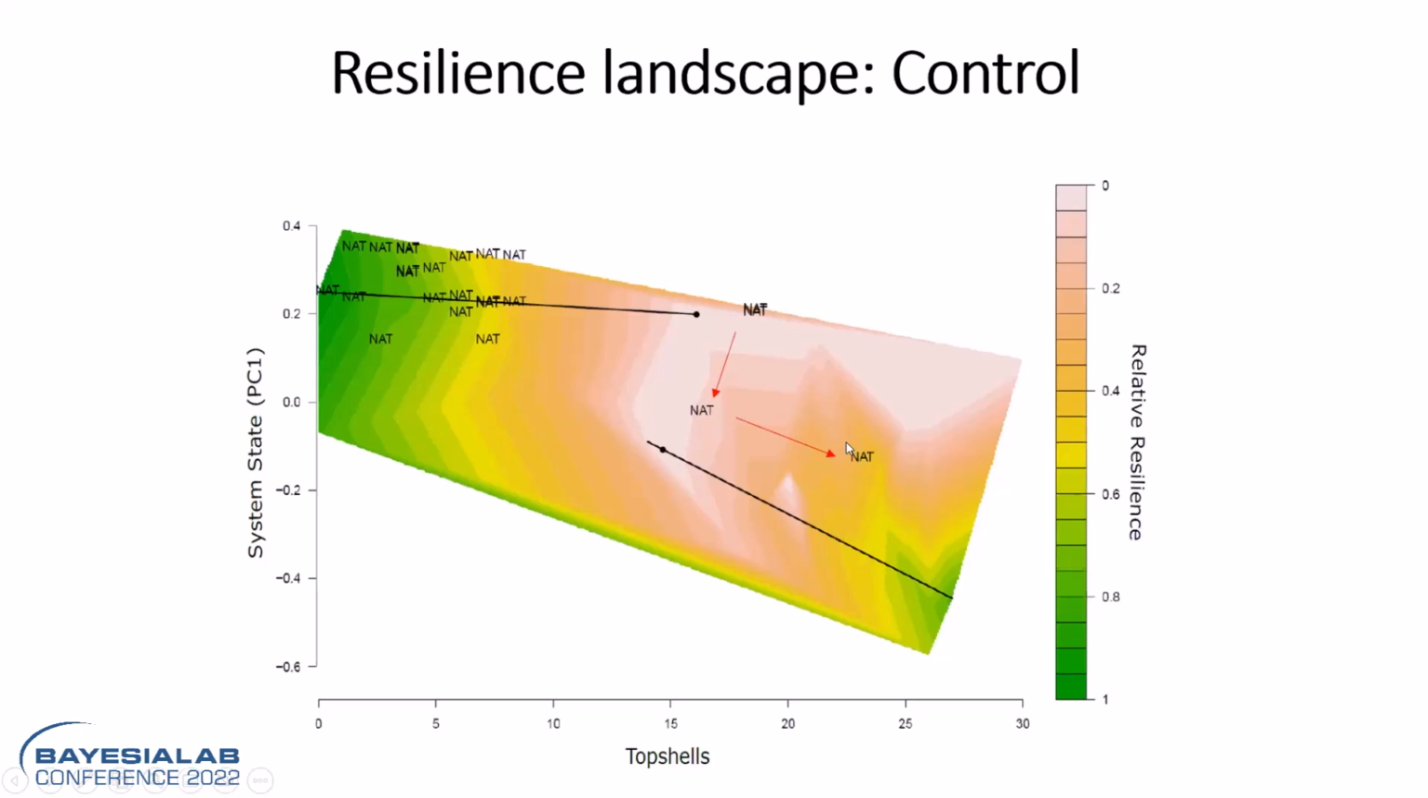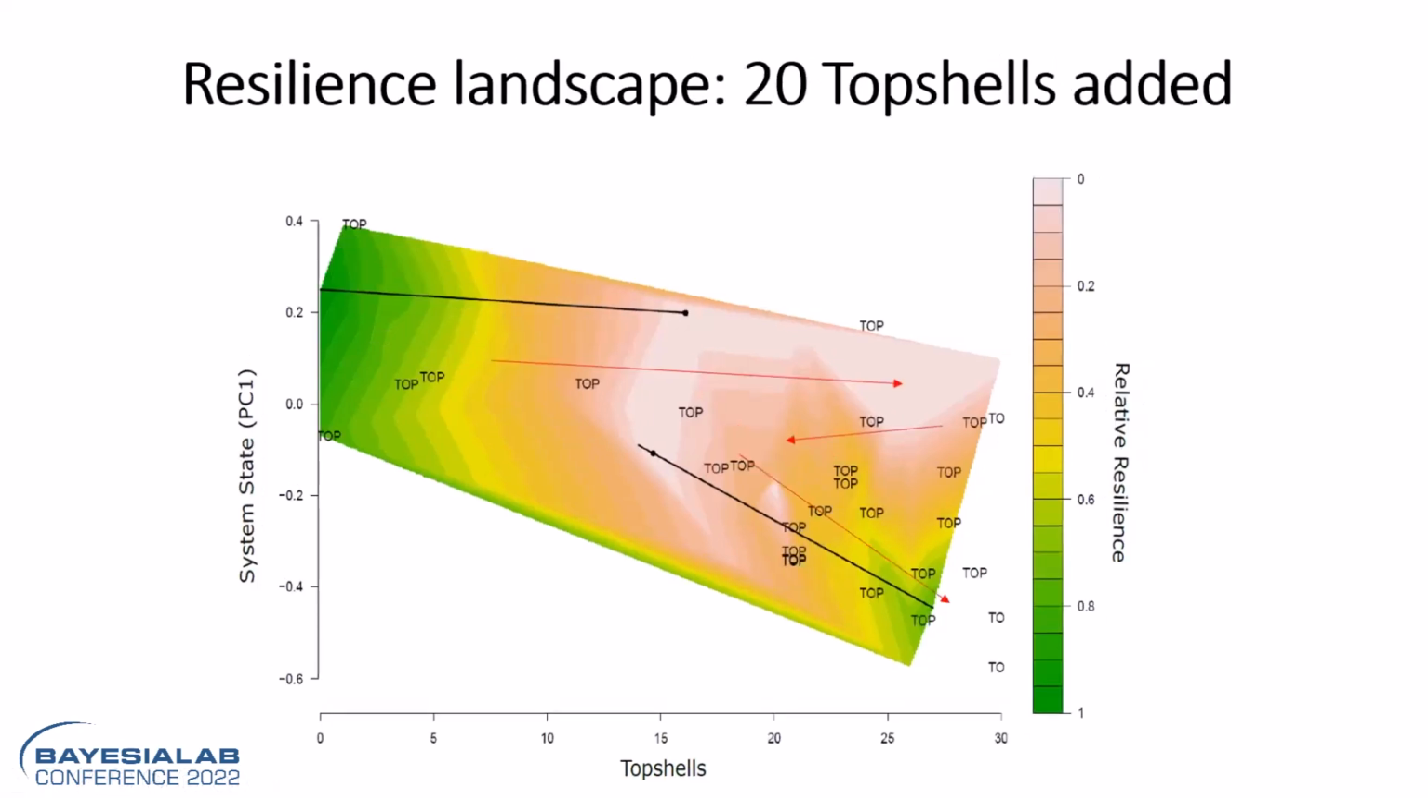So how does it look when we add 20 top shells? So they all start off relatively resilient here, except for this one condition. You add 20 top shells, it overshoots, and then it bends backwards to the lower fitted attractor, and then you see that change in the gradient in the grazing pressure, and there's a significant shift in the system state from high green seaweed to very low green seaweed.